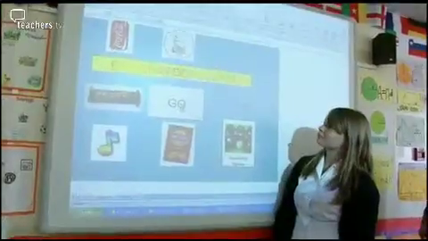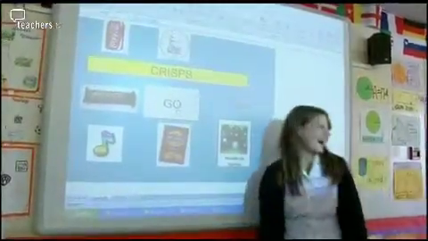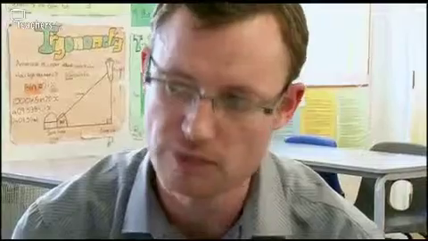Trying to get them to come up with their own little method or their own way of remembering it or with some form of deep understanding. That's my aim.